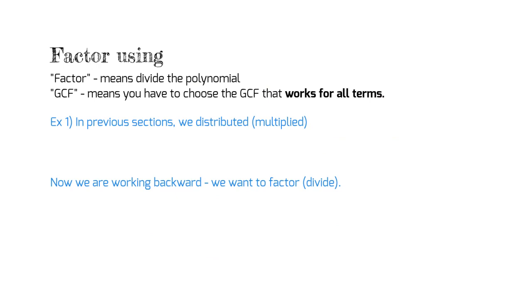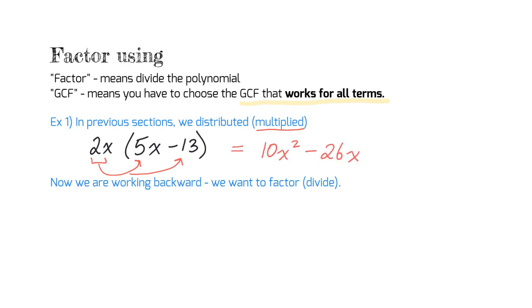Going back to the definition we learned in our last video, we are going to factor a polynomial, meaning divide it, using the GCF. And the key point here is that when we are factoring using GCF, the GCF has to work for all terms. So let's go back to the example that we did when we distributed a few videos ago. When we distributed, we are really multiplying through a polynomial. We take the term on the outside and we multiply by both terms on the inside. This gave us a polynomial with no brackets. It was fully distributed and simplified.